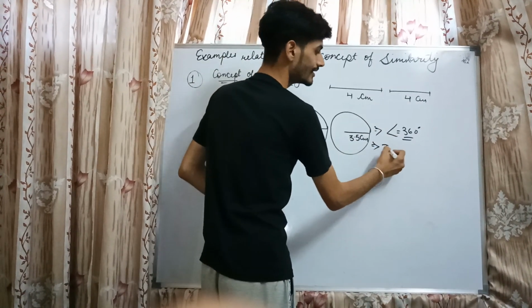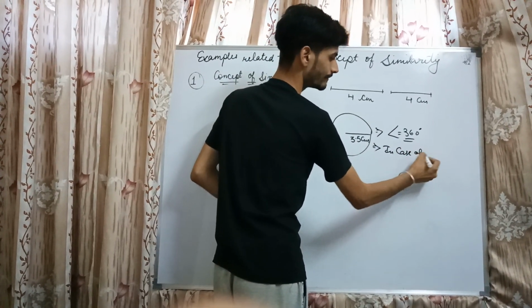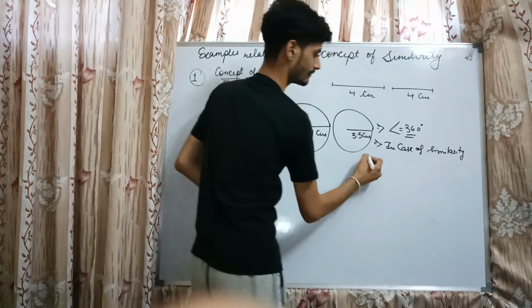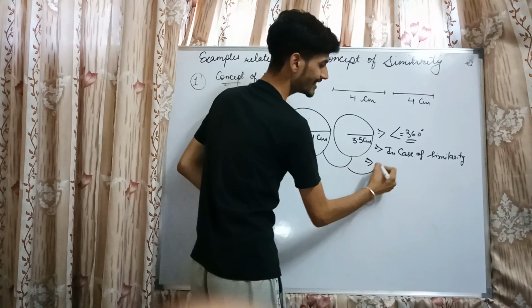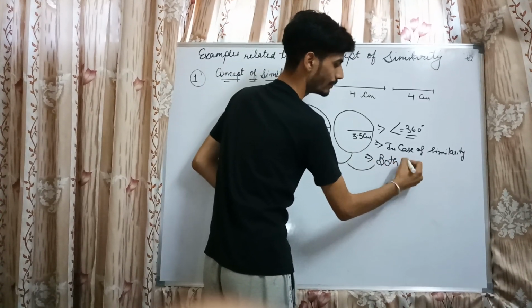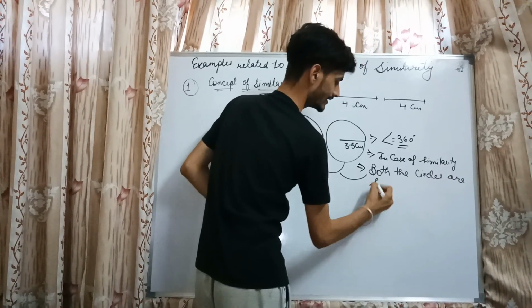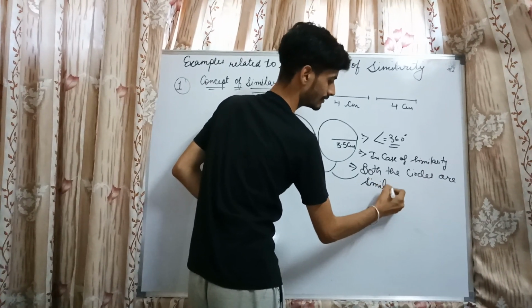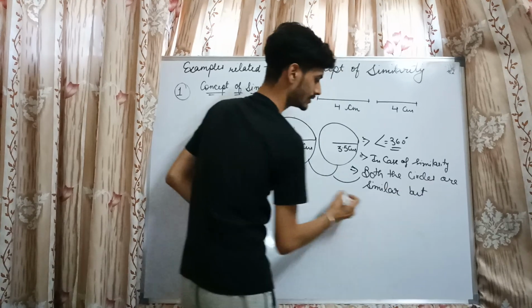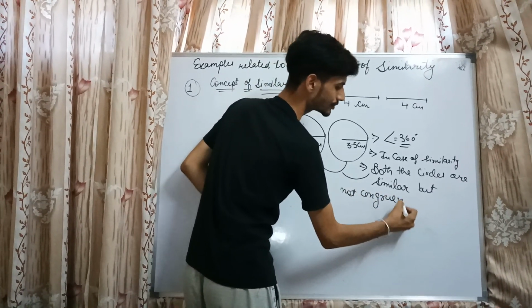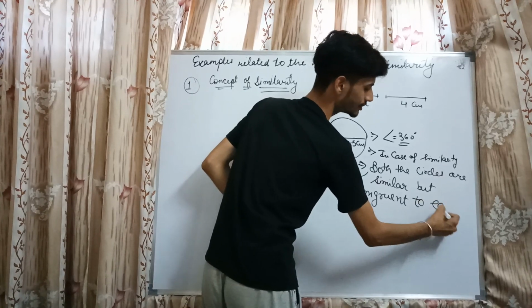In case of similarity, both the circles are similar but not congruent to each other.